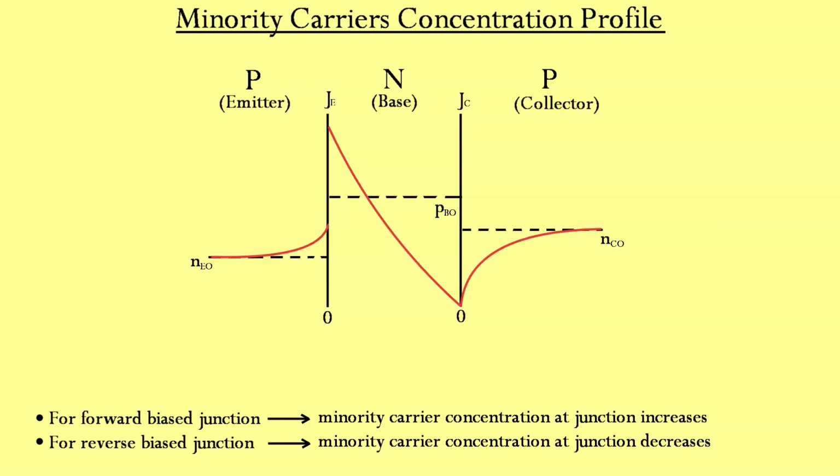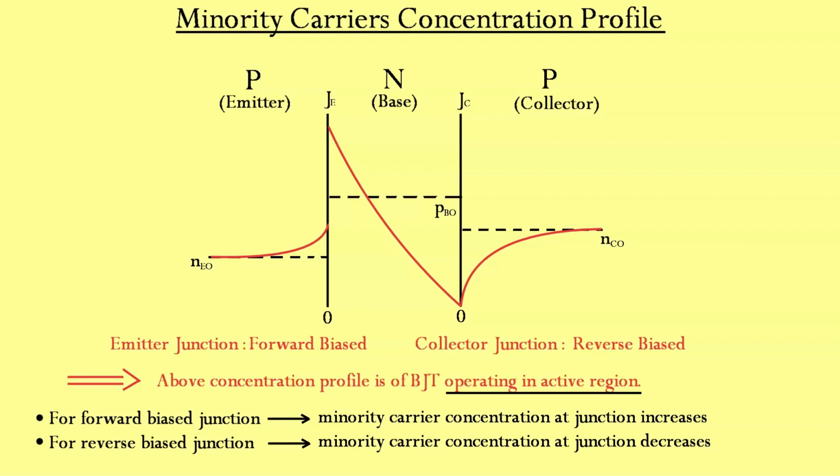Consider a random concentration profile of a BJT and focus on the concentration of minority carriers at the two junctions. For the emitter junction, we can clearly see the concentration of minority carriers is greater than the equilibrium concentration. Therefore, the emitter junction is forward biased. Similarly, for the collector junction, the minority carrier concentration is smaller than the equilibrium values. Therefore, the collector junction is reverse biased. So we can conclude this concentration profile of the BJT is of the active region.